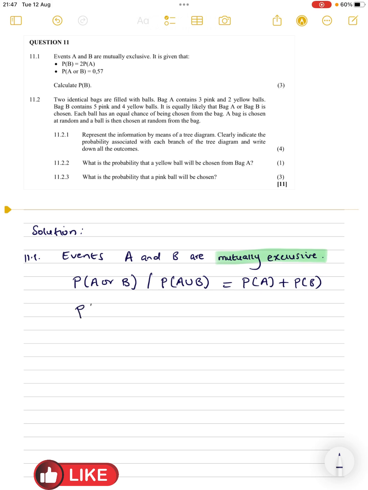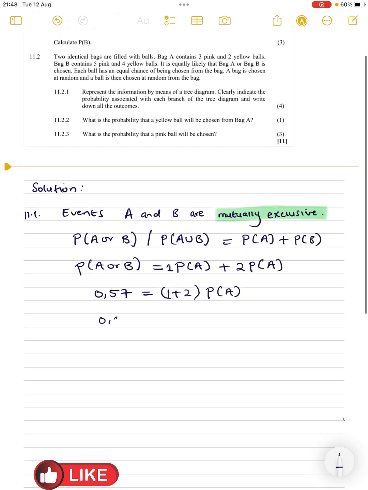So this term, mutually exclusive, gives you this result. In this case, we have the probability of A or B that has to be equal to the probability of A plus the probability of B. Since we can write the probability of B in terms of A, we are going to have one unknown, the probability of A. We are told the probability of the union is 0.57, which is equal to, when you add the two, a coefficient of 1 here and a coefficient of 2, so 1 plus 2 times the probability of A, which then gives you 0.57 equal to 3 times the probability of A. Then divide both sides by 3.